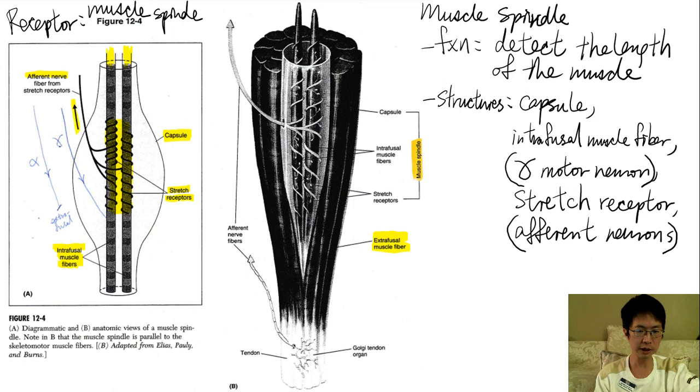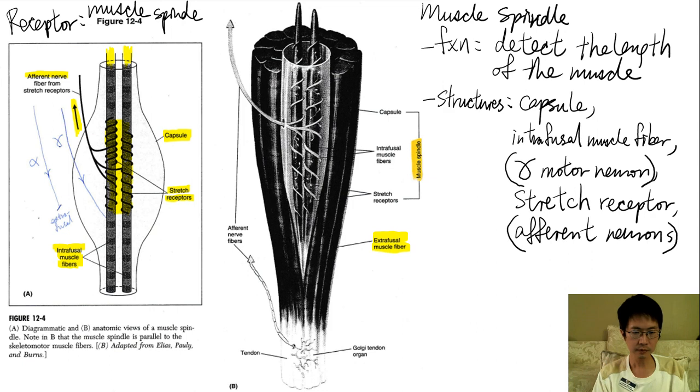How do we trigger action potential? Very simple. When there's a change of the length of the receptor, for example, when we are stretching it, pulling it, increasing the length, we call it stretch receptor, meaning that it responds to stretch. When we pull the intrafusal muscle fiber, then it will trigger action potential. When we compress the intrafusal muscle fiber, then we hyperpolarize it. Okay?